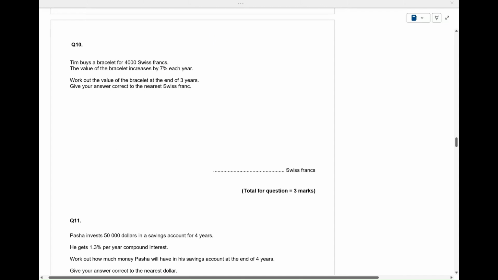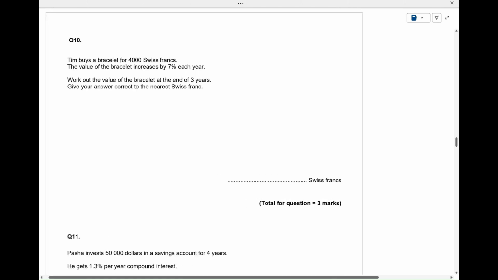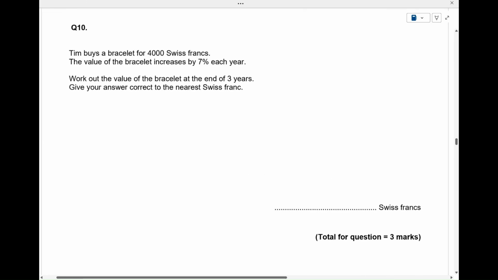Question 10. Let's have a look. Now, Tim is buying a bracelet for 4,000 Swiss francs. The value of the bracelet increases by 7% each year. Work out the value of the bracelet at the end of 3 years. Right, so this is a compound change. This is a repeated percentage change. Every year increases by 7%.